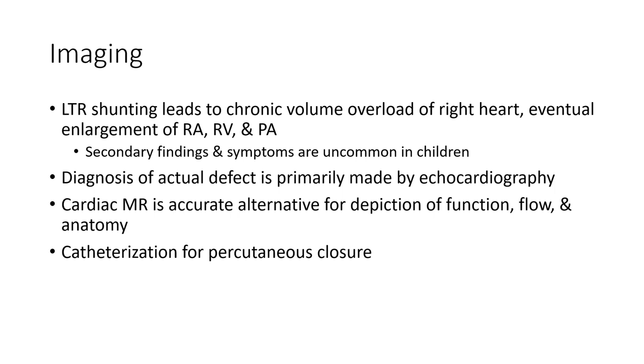Imaging: left-to-right shunt leads to chronic volume overload on the right heart, with eventual enlargement of the right atrium, right ventricle, and pulmonary artery. Secondary findings and symptoms are uncommon in children. Diagnosis of the atrial defect is primarily made by echocardiography. Cardiac MR is an accurate alternative for inspection of function, flow, and anatomy. Catheterization is used for percutaneous closure.